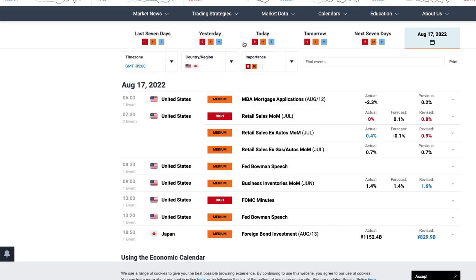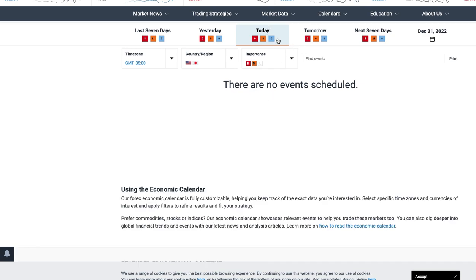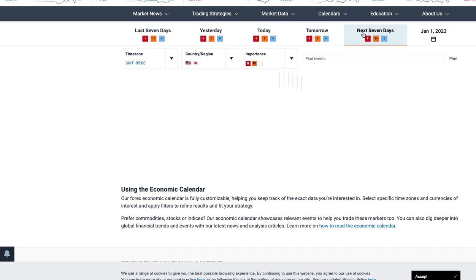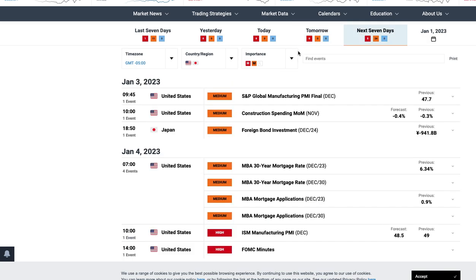So as you can see, this is August 17th. Today there are no scheduled news events because it was just a holiday. Tomorrow, not either. It's about to be New Year's. Today is New Year's Eve. So for the next 7 days, there's going to be orange and red folders.